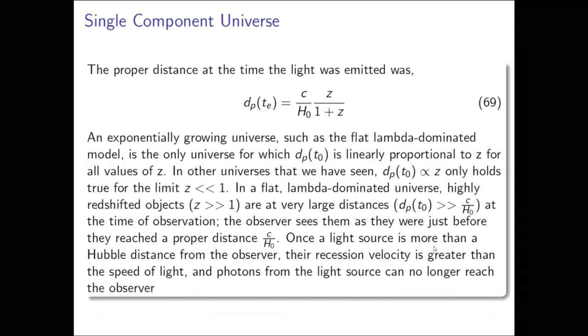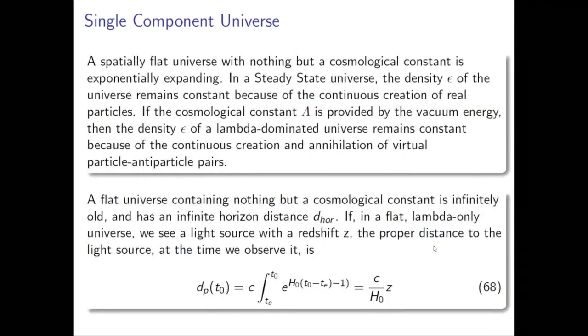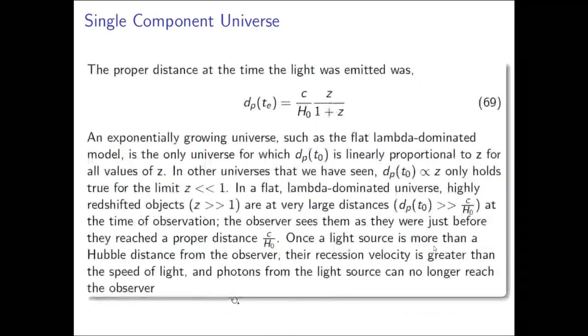So the proper distance at the time light was emitted, basically we can simplify the whole thing. So it will be at the time light was emitted. This is for at the time it was observed. So for the time it was emitted, you have c by H naught times z by 1 plus z. So this is the one factor you have to take care of, because the scale factor would have increased between the time of emission and the time of observation.